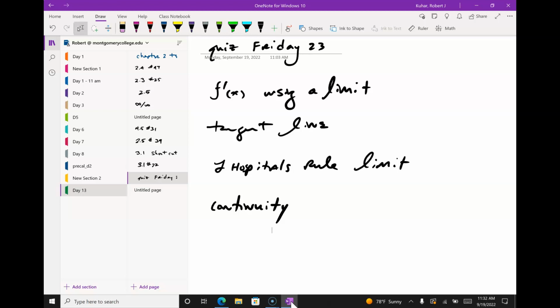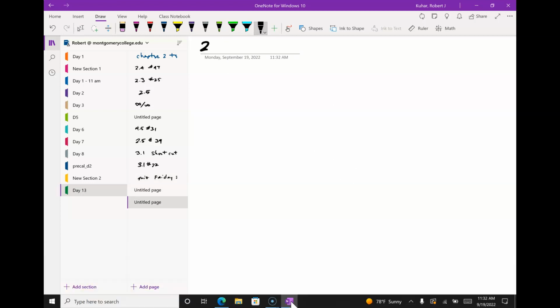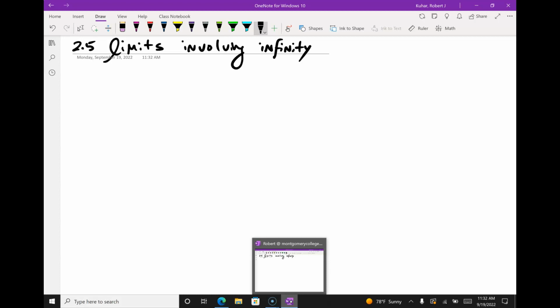Nice. So here we go. New stuff. So we're talking about section 2.5, limits involving infinity. I don't test on this often because it's too easy. I don't like giving easy problems on tests. Not likely I'll be putting this into our exam for that Friday. But we can look at a couple.